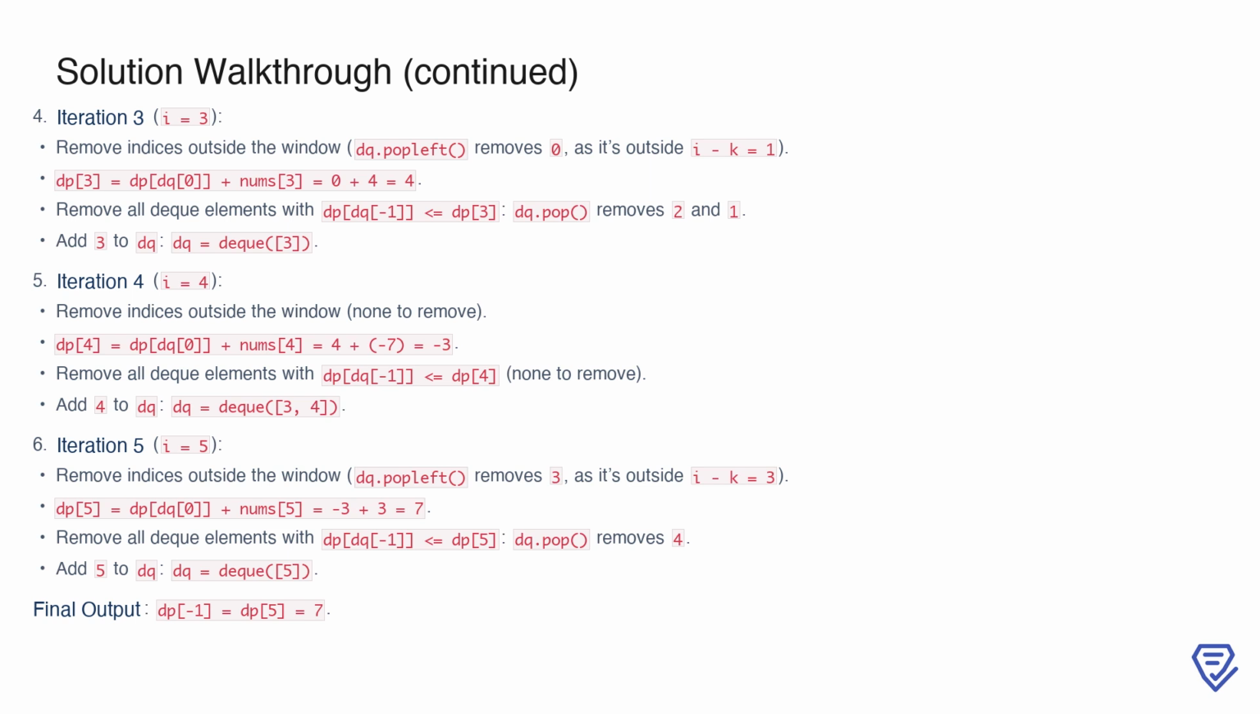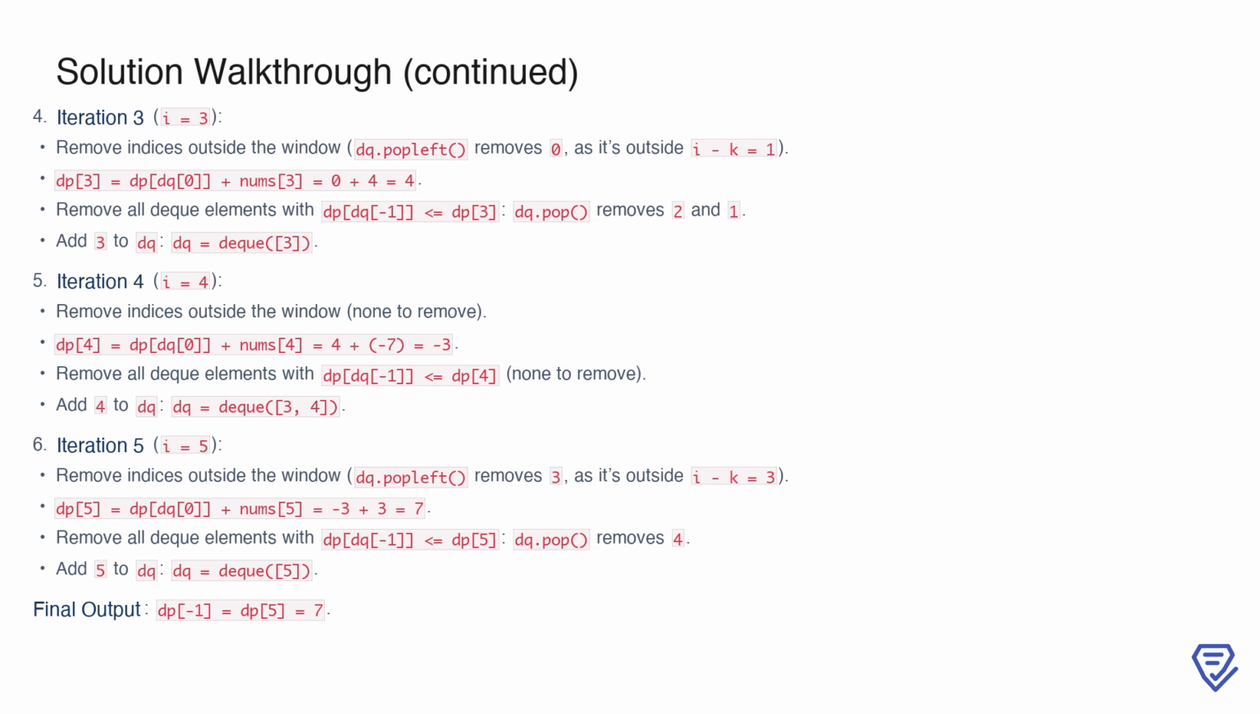Next, for i equals 4, no indices fall outside the current window, so we calculate dp[4] as dp[dq[0]] plus nums[4], which gives 4 plus minus 7, equals minus 3. Since no elements in the deque meet the condition for removal, we simply add index 4 to the deque, making it [3, 4]. For i equals 5, we remove index 3 as it falls outside the window.